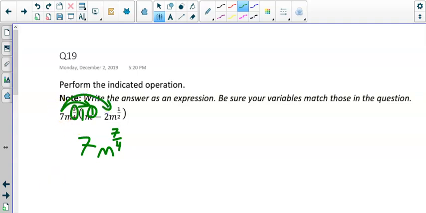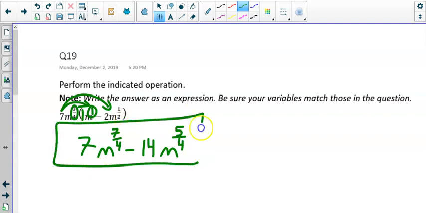So what's going to be the 7 times the negative 2? Negative 14. And what am I going to do with those powers again? Add them. So we're going to take 3/4 plus 1/2. Five-fourths. There you go. That's the answer. You can see how it kind of starts to pick up pace a little bit once we get into these later chapters.